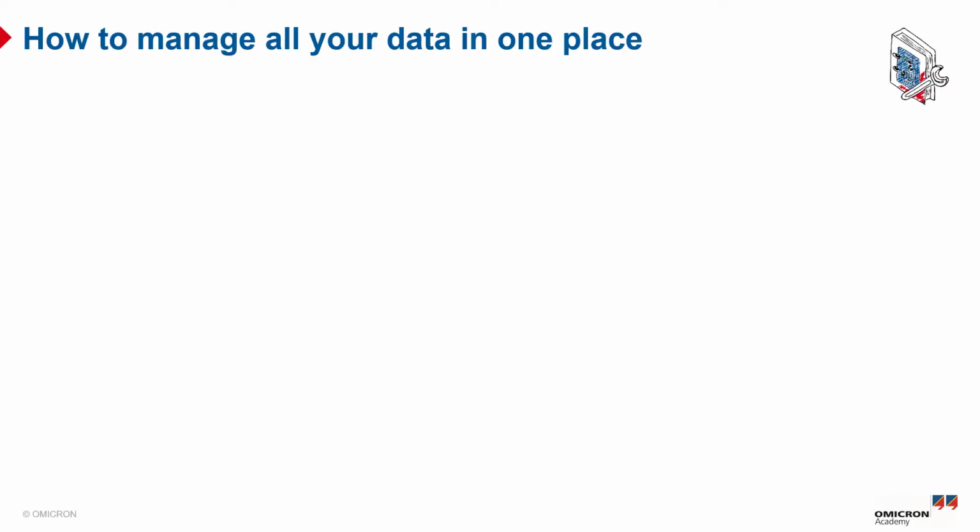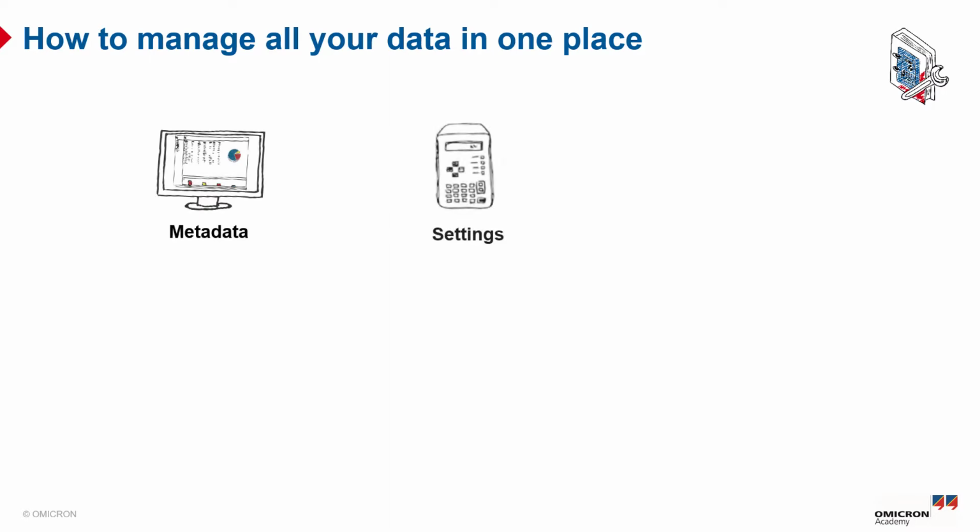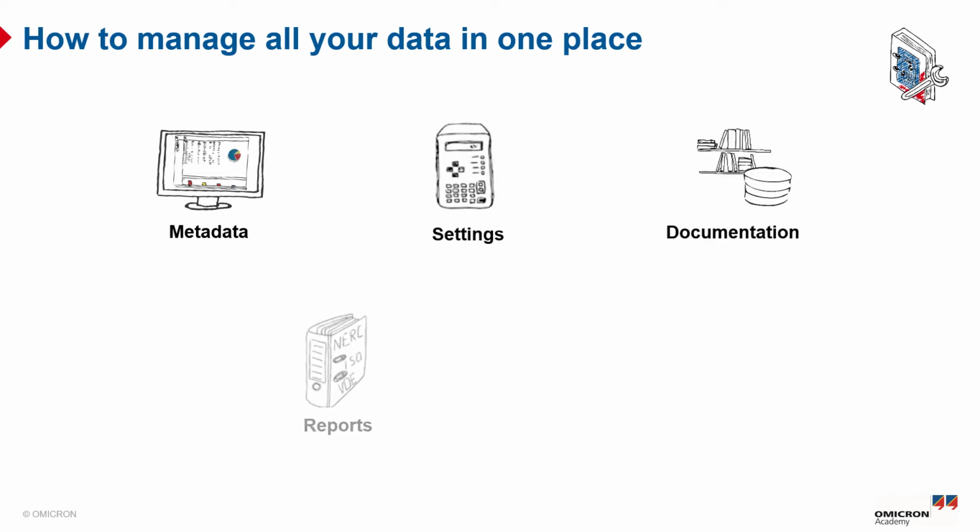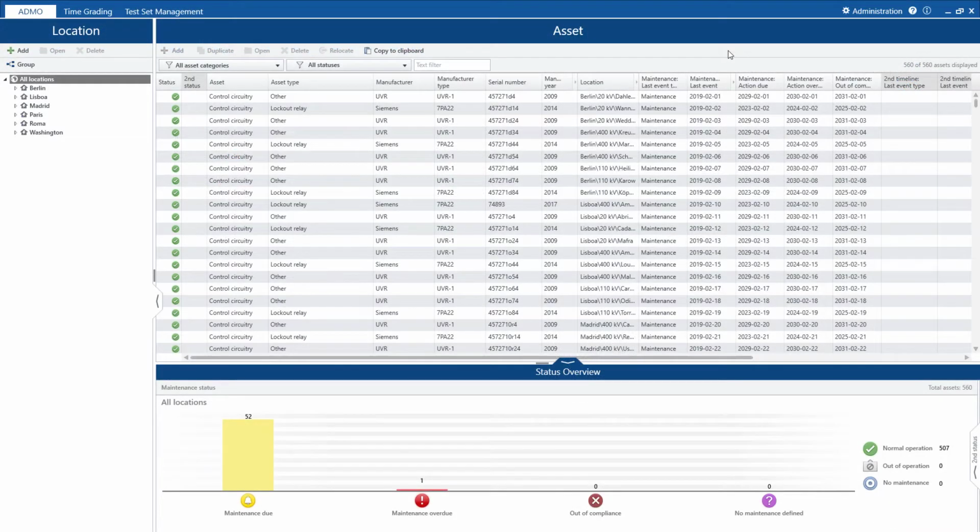In ADMO, you can manage metadata, such as power system data, relay settings and their different versions, documentation, test reports, and software, such as the firmware of a relay. This keeps all of your relevant data in one place. Okay, let's see where you can find your data in the software.